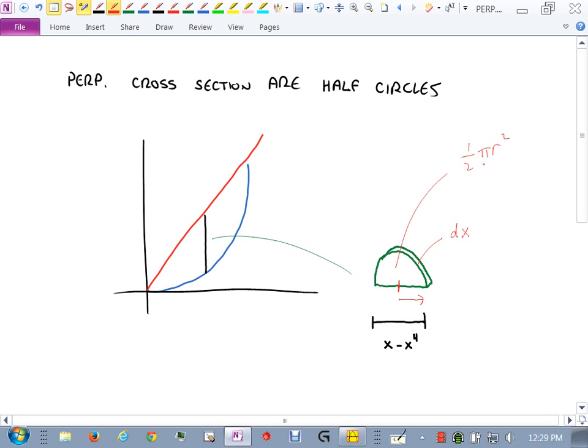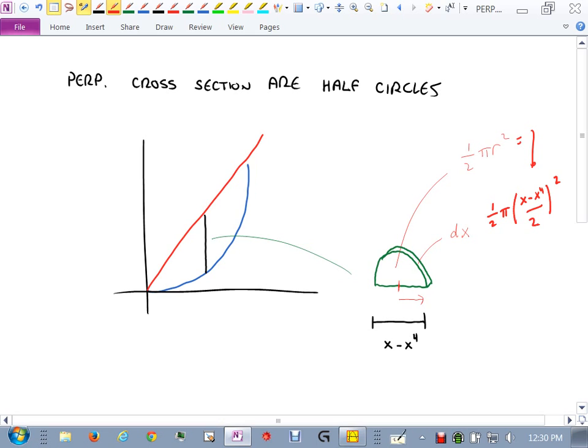So up here this would turn into 1/2 pi, I'm going to run out of room there, 1/2 pi times whatever our radius is squared. But what did we say our radius is? Half of this, right? So half of the x minus x to the fourth is our radius. That squared times pi is the area of that front side. Then times dx would give us our depth, and that would give us our volume of that one little slice.